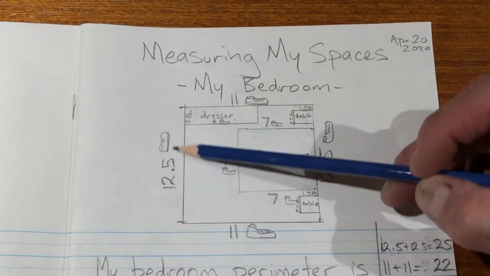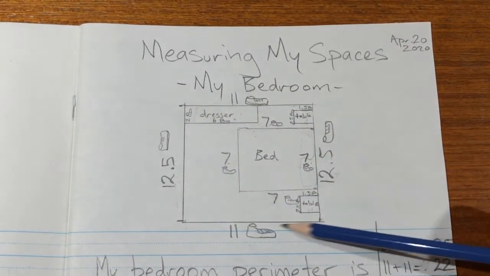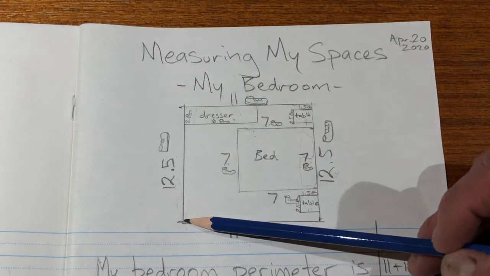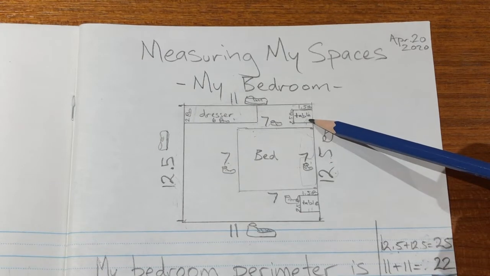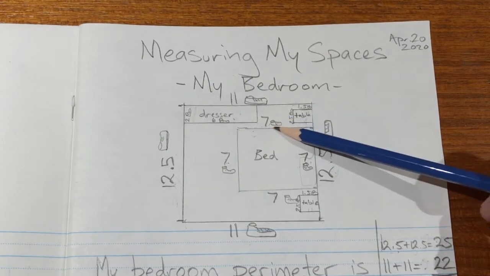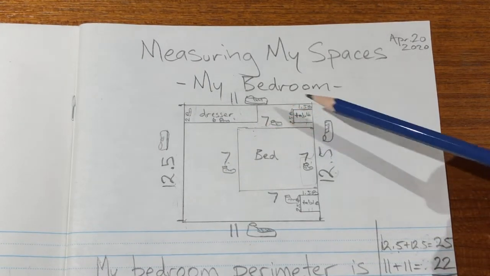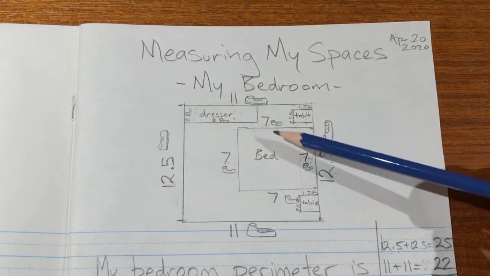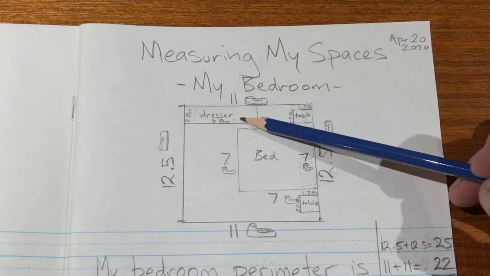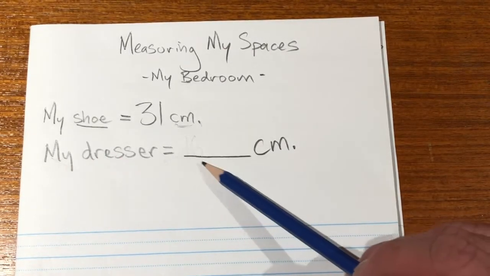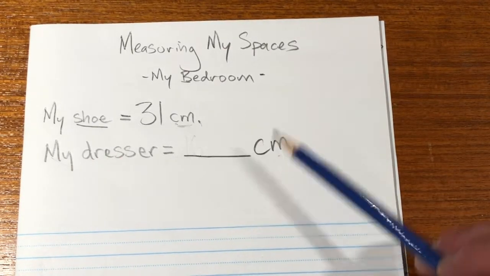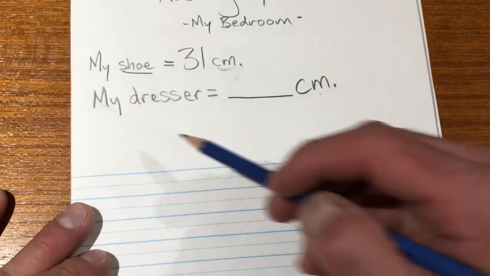Instead of going and measuring all the way around our room in centimeters, that would be a lot of centimeters. I'm going to choose one of the smaller objects in my room to change shoes into centimeters. So instead what I'm going to do is I'll choose my dresser. Now my dresser is equal to, I don't know how many centimeters. So what I want to do is work that out.